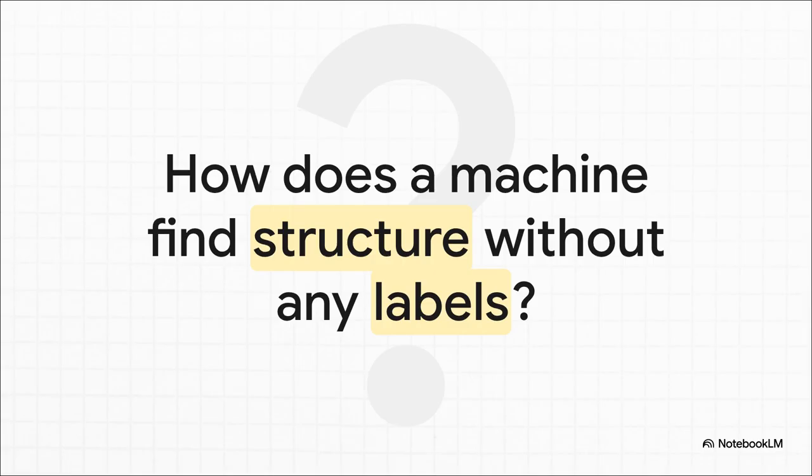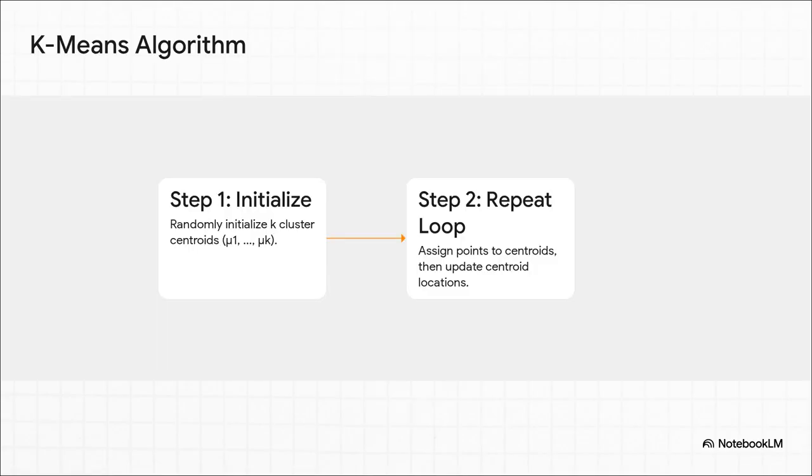Which kind of begs the question, right? How on earth does that even work? If there are no right or wrong answers to learn from, where does the machine even begin? Well, let's take a look at one of the most famous ways to do it. So a really popular method is called k-means clustering. It's actually a pretty elegant, simple repeating process.